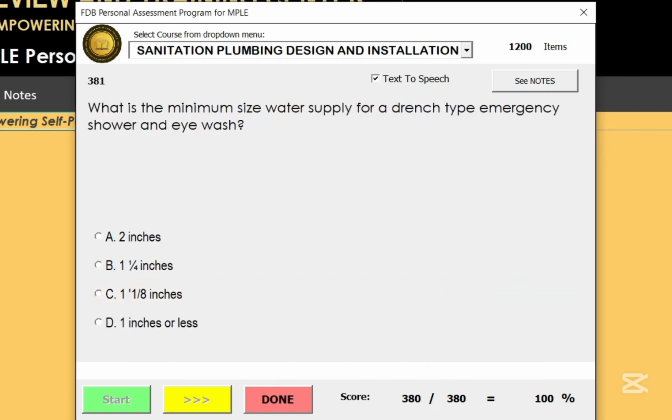What is the minimum size water supply for a drench-type emergency shower and eye wash? A. 2 inches. B. 1 1/4 inches. C. 1 1/8 inches. D. 1 inch or less. Please pick your choice.